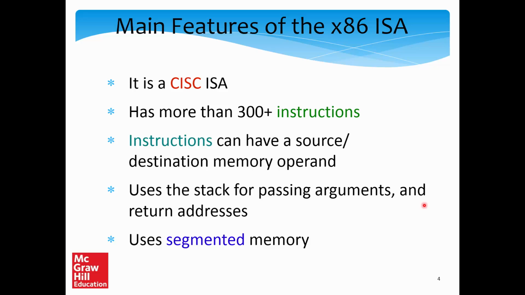Another major difference as compared to Simple RISC is that it uses the stack for passing arguments and return addresses, unlike registers. In other RISC ISAs, we had a lot of registers, so we were using the registers for passing arguments, return addresses and similar kinds of information. But this does not happen over here, and it uses a different memory model called segmented memory. We shall look at all of these points in detail over the next few slides.